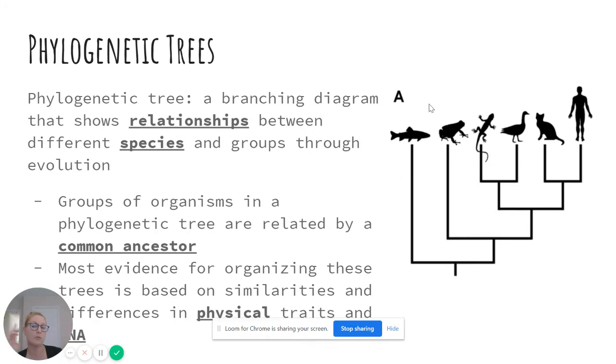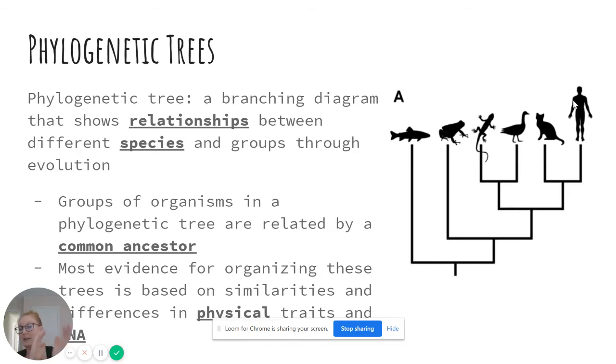So I mentioned before relationships. We're thinking about, are they closely related or are they distantly related? And similar to the family tree, the farther apart they are typically means the more distantly related. So in this one over here in part A, we have a fish over here, and then way over here, a human. So that shows a large difference. So distantly related, we would phrase that as.